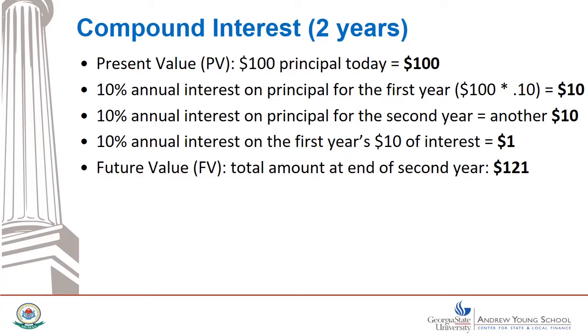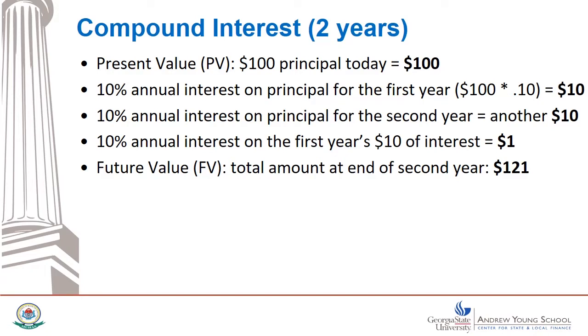But we want to go on 1 more year. In that second year, you can earn the same 10% annual interest on your initial $100 of principal, thus earning another $10. But in addition, you can earn 10% on the $10 of interest earned in the first year, which computes to $1 of interest. Therefore, the future value, or FV, of having $100 to earn interest compounded annually for 2 years amounts to $121.